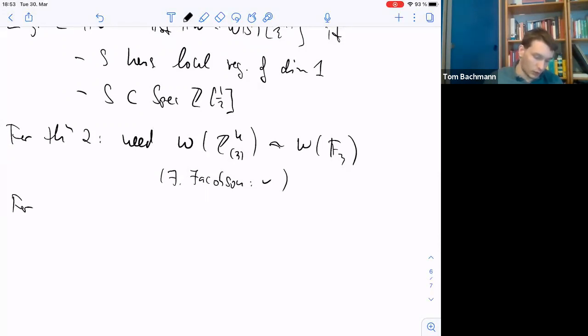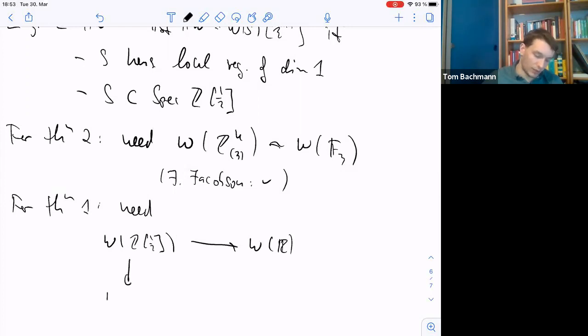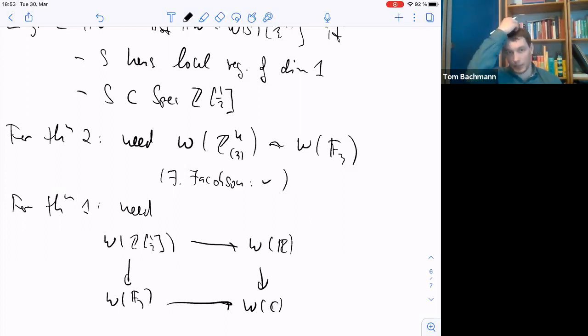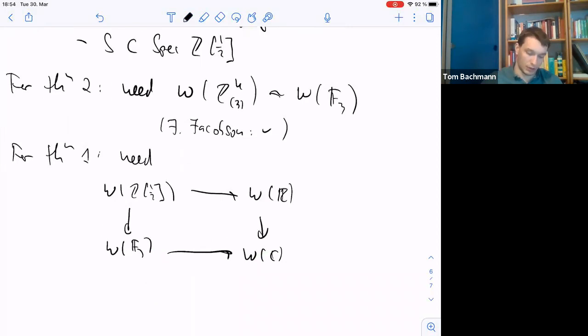And for theorem 1, what we need is that if you take the Witt ring of Z1/2, and then you go to the Witt ring of R, or the Witt ring of F3, or the Witt ring of C, then this is a square of abelian groups, which you want to be sort of Cartesian if you look at the associated Eilenberg-MacLane spectra. So in other words, you want this square to be bicartesian. So I guess Cartesian, and this sum here is surjective or something like that. We need this to be bicartesian.